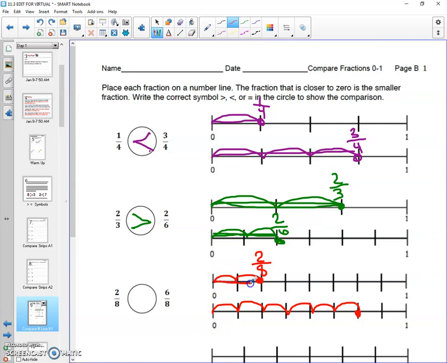We can clearly see how far 2/8 is from 0 and also how far 6/8 is from 0. Which fraction is larger, 2/8 or 6/8? I respectfully agree. 6/8 is the larger fraction because it's further away from 0. It covers more space on the number line. So, which symbol should I write in this circle? Since 6/8 is bigger, I'll put 2 dots by 6/8 and just 1 dot by 2/8. My symbol would be the less than symbol. It looks like this. My expression reads 2/8 is less than 6/8.